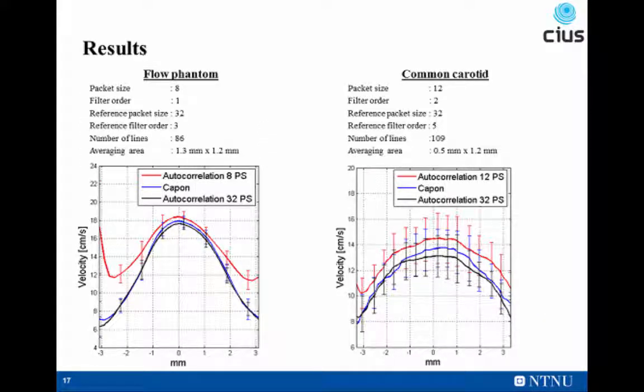And here is also the in vivo result. Here you can see that the autocorrelation method has a positive bias for all the velocities in the common carotid artery. And we used 86 lines along the tube to calculate the flow profiles, and 110 lines for the common carotid.